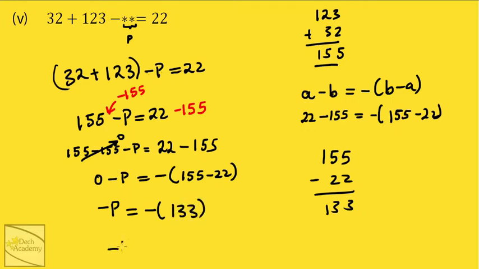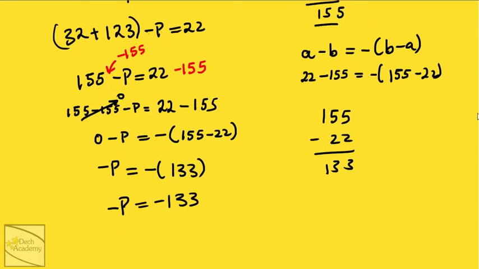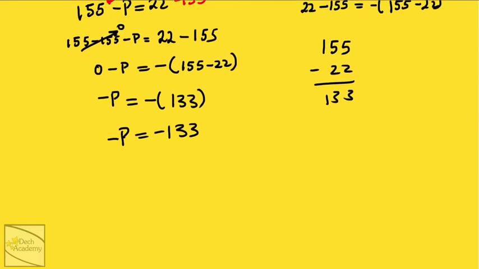So I know that minus p is minus 133, which means that if I multiply both sides by minus 1, remember I'm looking for p, not minus p. On the left hand side, I'll get minus times minus, 1 times p is p, 1 times any number is that number. The minus times minus is plus, 133 times 1 is 133. So p is equal to 133.